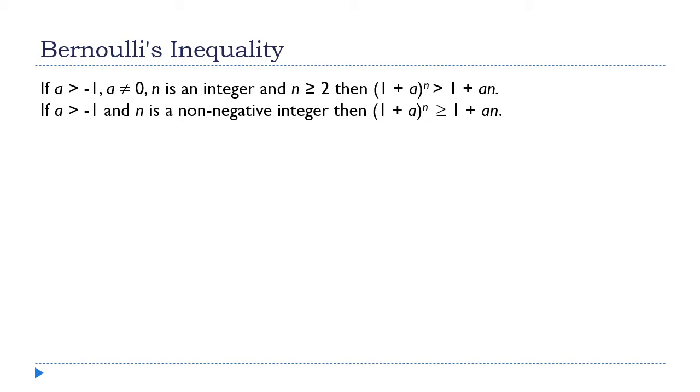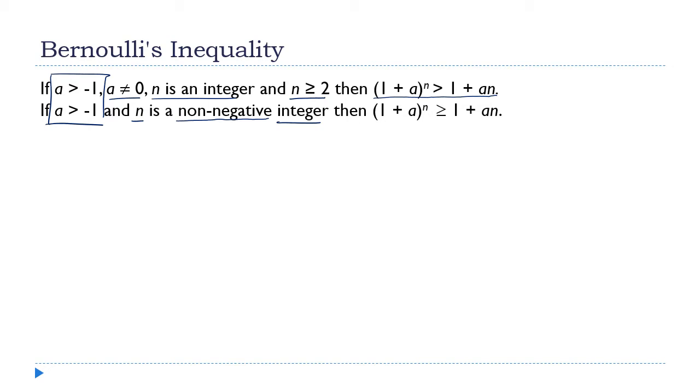There are a lot of similarities here. First, they both require a has to be greater than -1, and they both require n has to be an integer. All right, so the first one says, if a is not equal to 0 and n is greater than or equal to 2, then this inequality is true. And the second one is a looser statement. Now, it's okay for a to be 0. I didn't take that out here. And a can be any non-negative integer. So that's going to include 0 and 1, which weren't included up in the first statement.